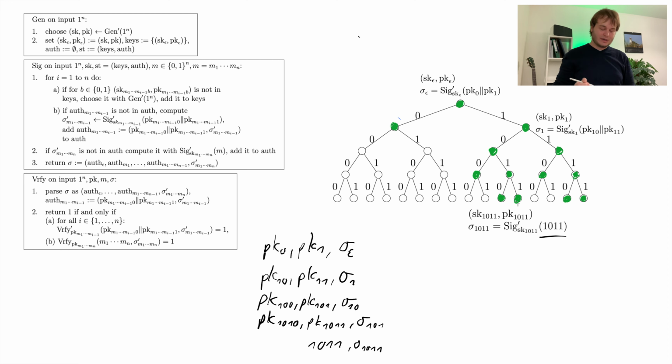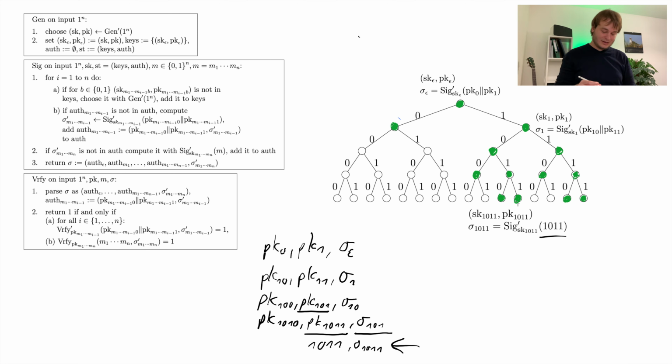So in each level we get a signature. At the end we get the signature on 1011, which is the one that we wanted. And this thing is under the public key PK1011. Now this public key PK1011 is authenticated by Sigma 101, and that Sigma 101 is under public key PK101.